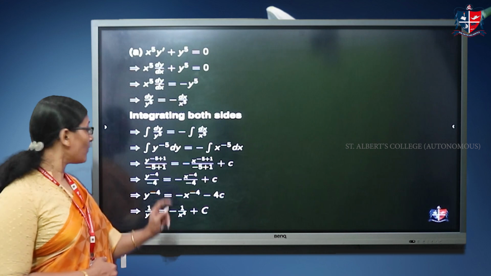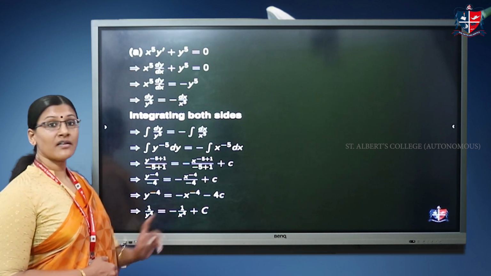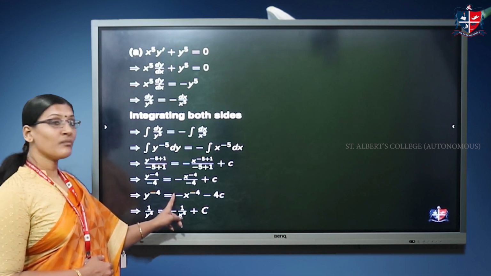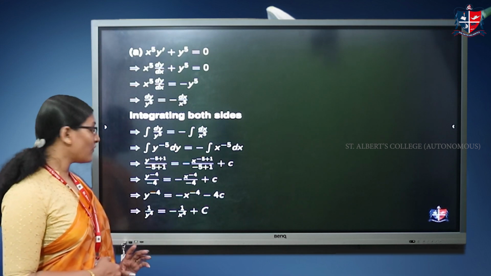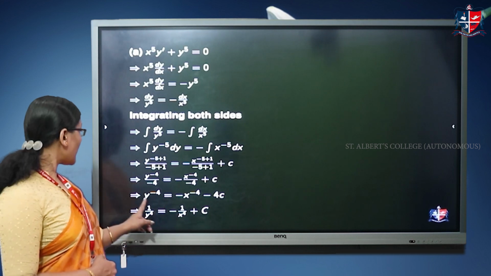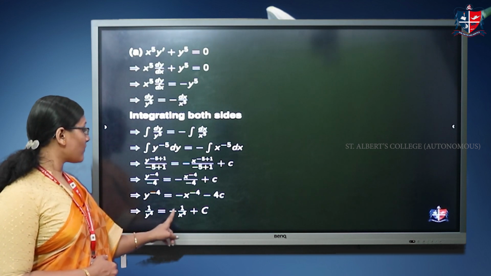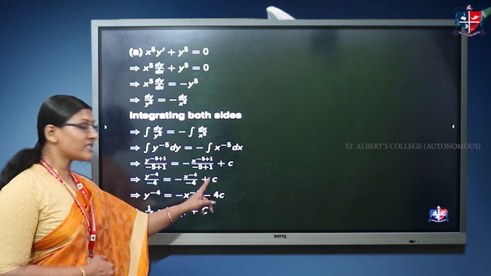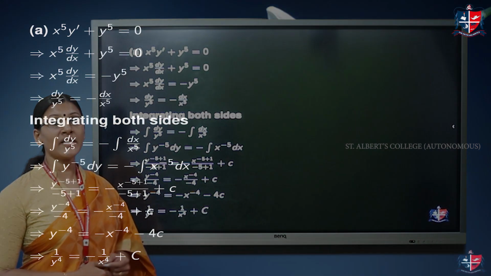Again, on further simplification, we can multiply this equation throughout with minus 4 so that we can cancel this minus 4. And we get y raised to minus 4 equal to minus x raised to minus 4 minus 4c. It can be written as 1 by y raised to 4 equal to minus 1 by x raised to 4 plus, this minus 4c is again a constant which can be taken as capital C. So, minus 4c can be written as plus capital C. So, this is the final answer.